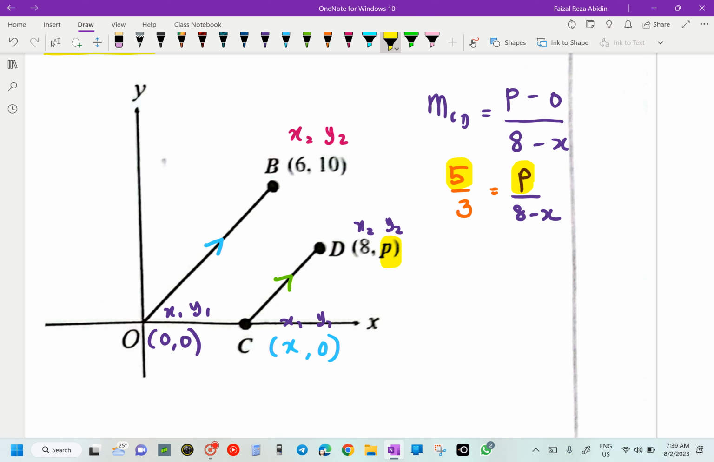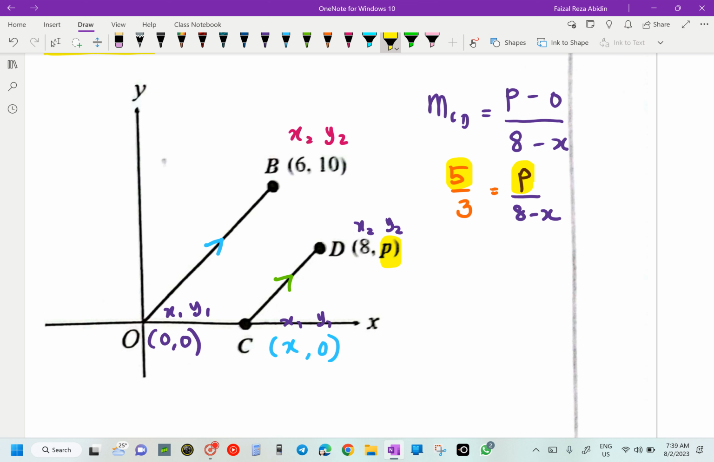Okay. How did I get 5 over 3? From the gradient of OB. Am I right? Yes. If you got the first answer right, yes, that is what you get. 5 over 3 here. Okay. So how did we want to calculate? How did we want to find our gradient? We know by using the formula of y2 minus y1 over x2 minus x1. Am I right? Okay. So we are going to use CD here.